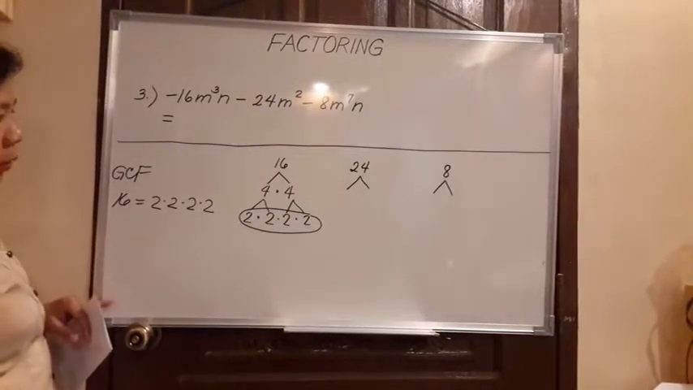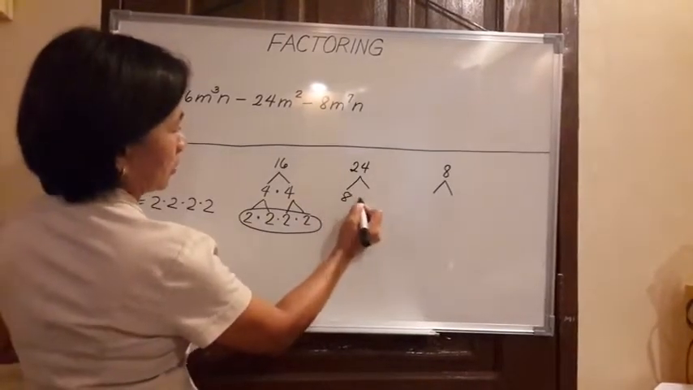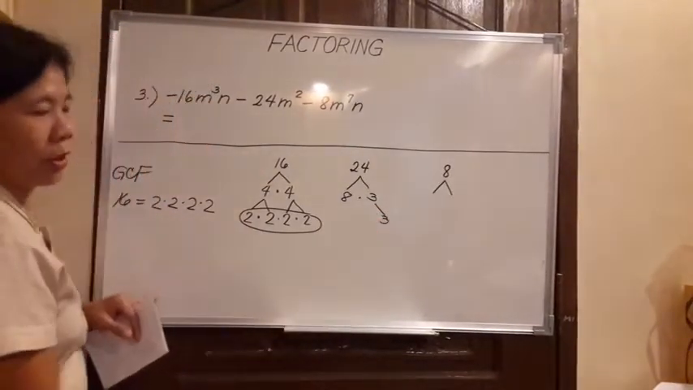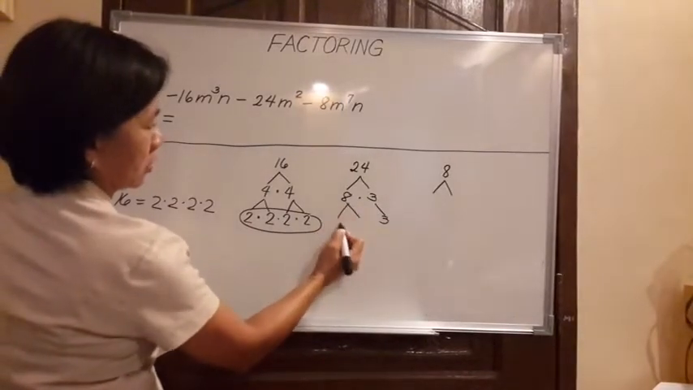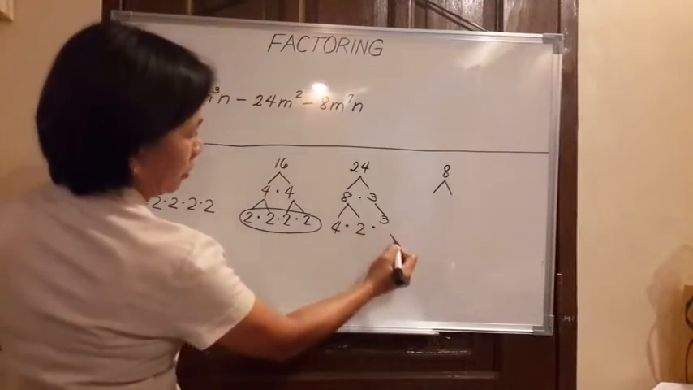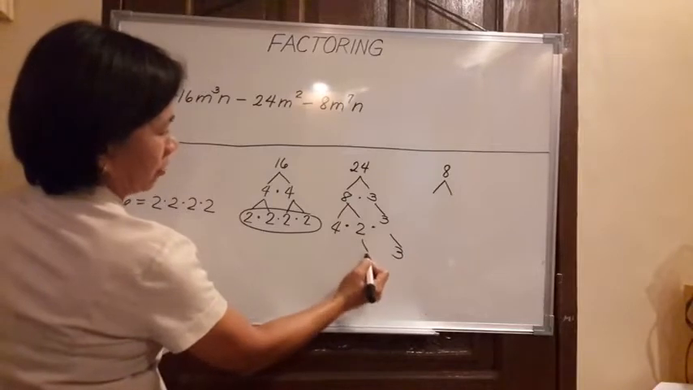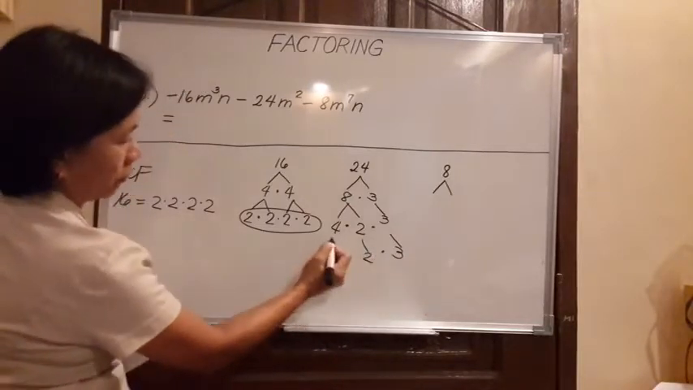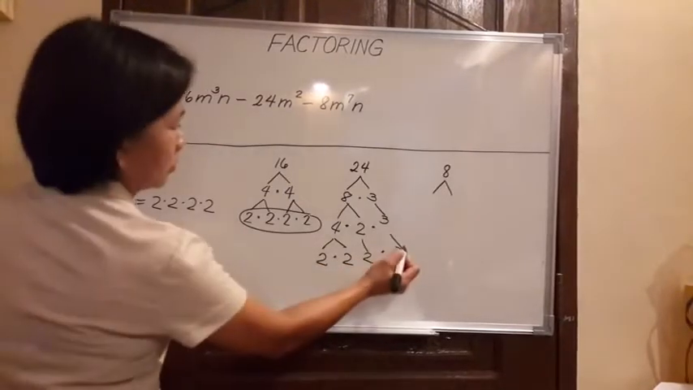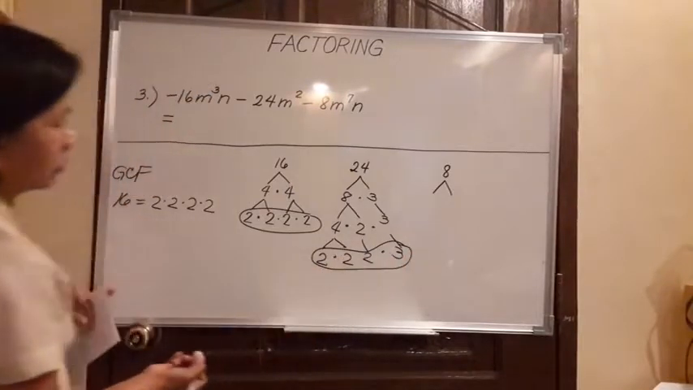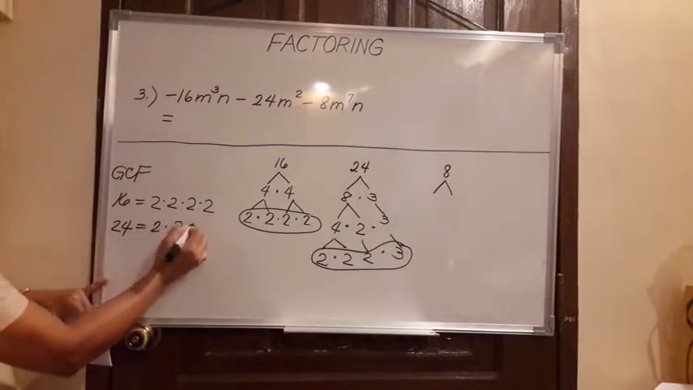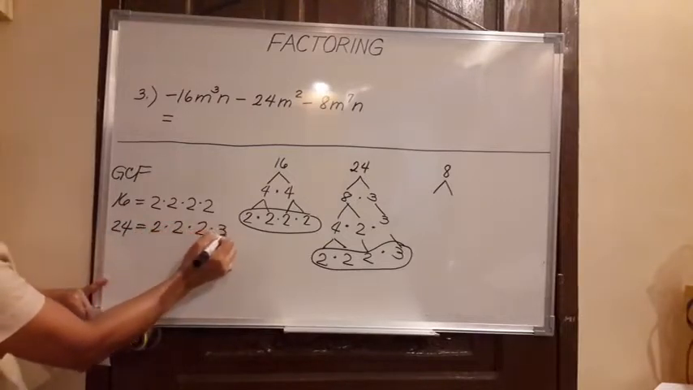Using the factor tree, then for 24, using 8 and 3. Bring down 3. 3 is already prime. Then reduce 8. Let us use 4 and 2. Again, you bring down 3. This time we have 2. Then reduce 4. Another prime number, 2 and 2. So this is now the second prime factorization, and this is for 24. 2 times 2 times 2 times 3.